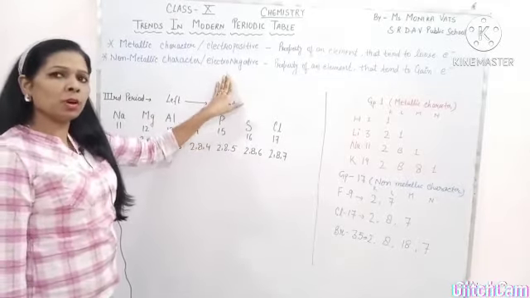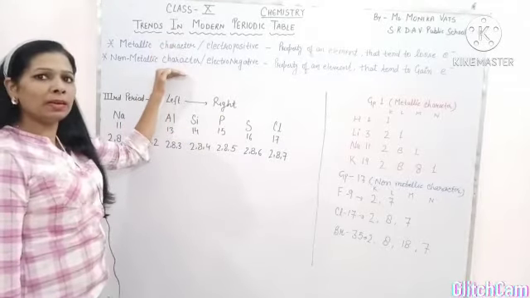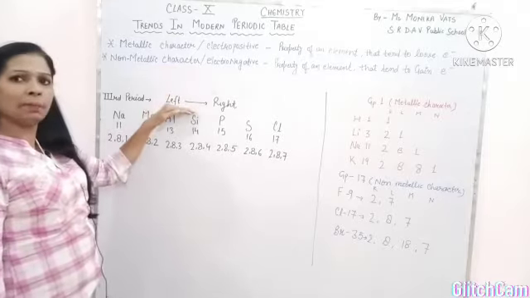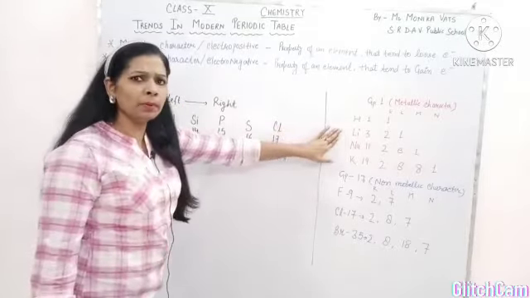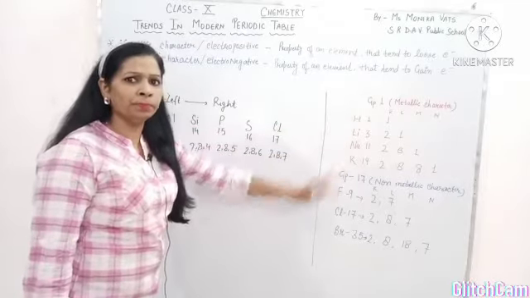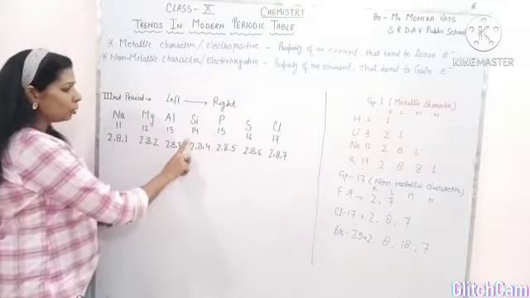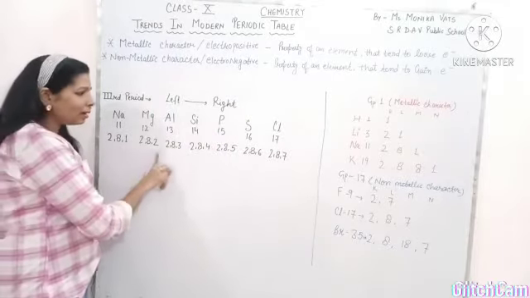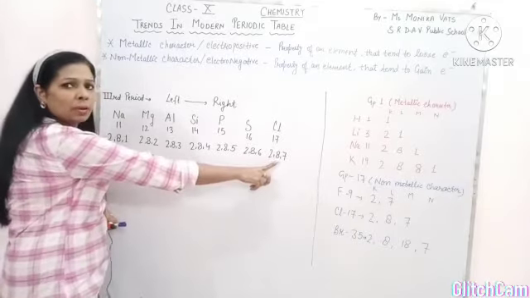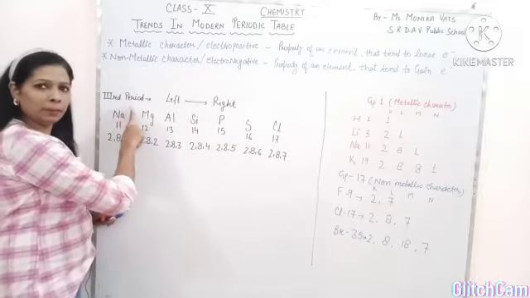In today's topic we will discuss how metallic and non-metallic characters change in a period from left to right and in a group from top to bottom. So what happens in that case? As you know, elements in the modern periodic table are arranged on the basis of their increasing atomic numbers, and here I have taken the example of the third period.